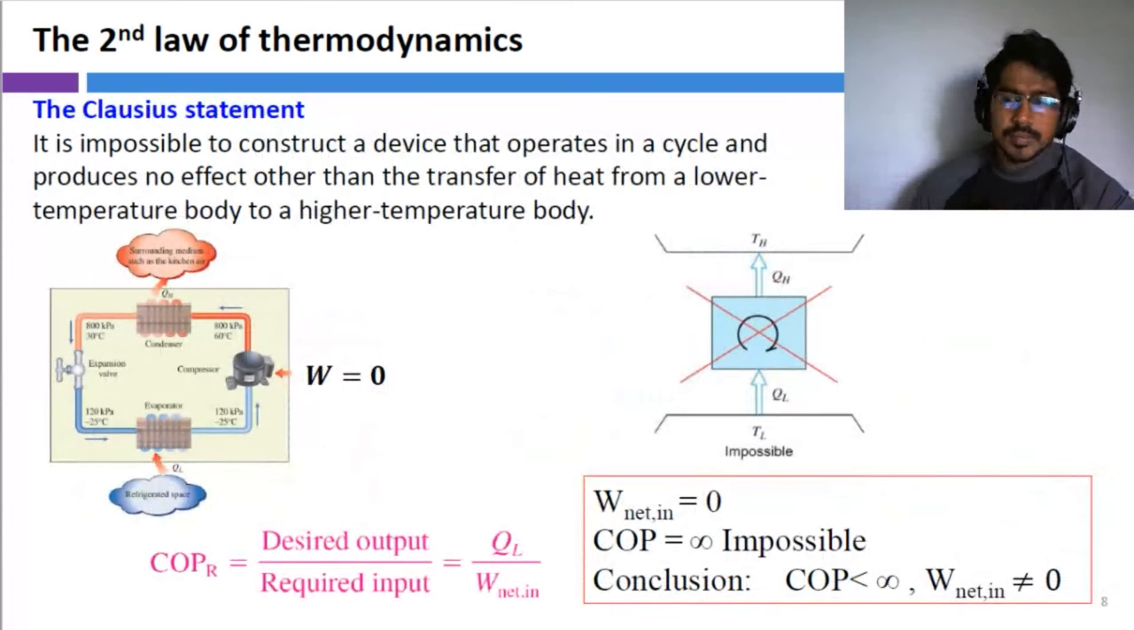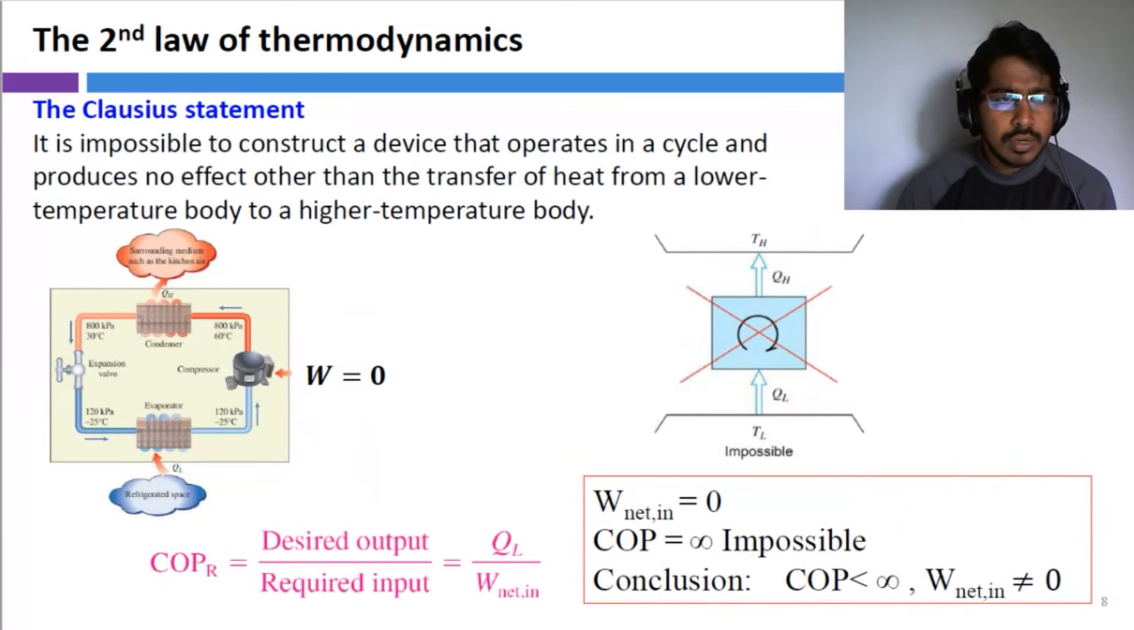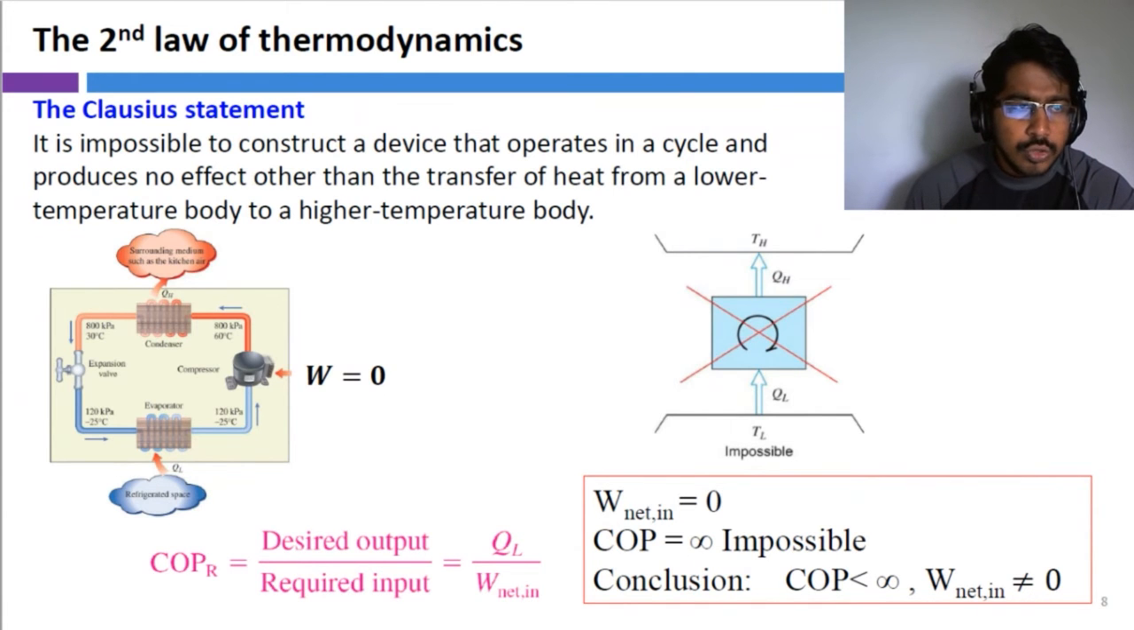Now, the second statement that we use in the second law is the Clausius statement. So what does it say? Let's go through it together. It is impossible to construct a device that operates in a cycle and produces no effect other than the transfer of heat from a lower temperature body to a higher temperature body.